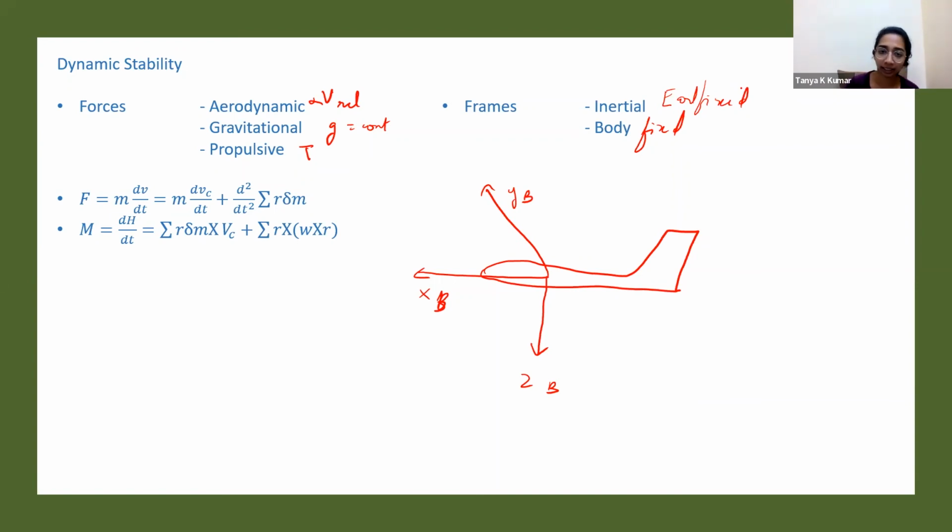Why do we need to do this analysis? Because our equations of motion, that is Newton's F is equal to ma, is valid only in the inertial frame. Okay, it's only valid in inertial frame. So we need to do this entire analysis in the inertial frame. Your two equations of motion that represent dynamic stability, the dynamics of the motion of the aircraft, are the force and the moment equation. Force equation comes from Newton's law of motion, F equal to ma, that is m dv by dt. We consider mass to be constant.